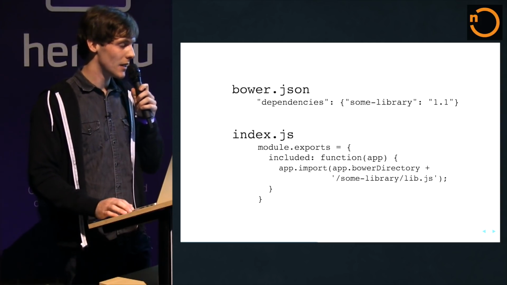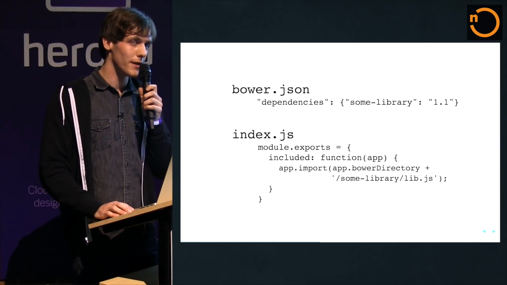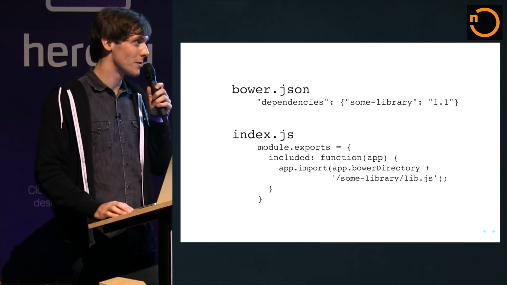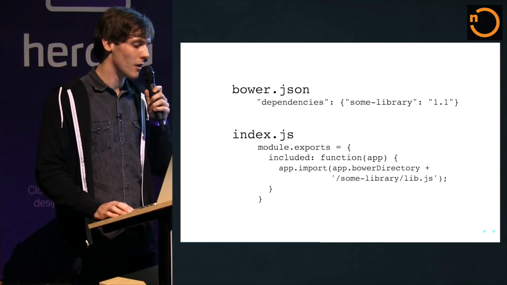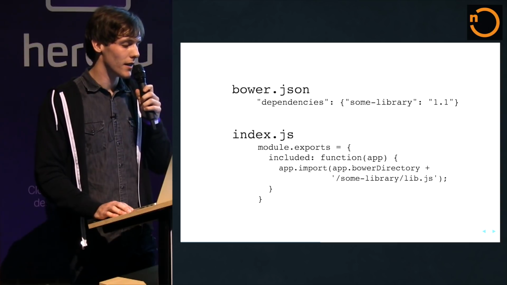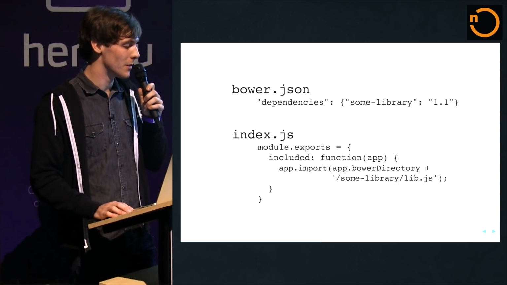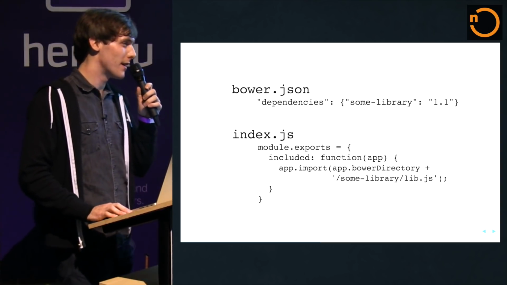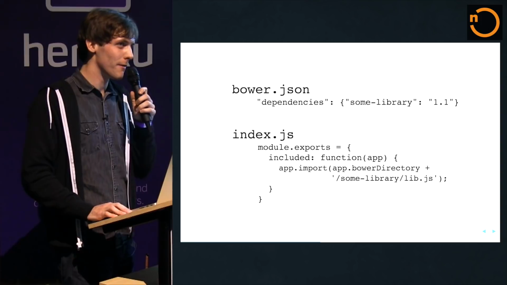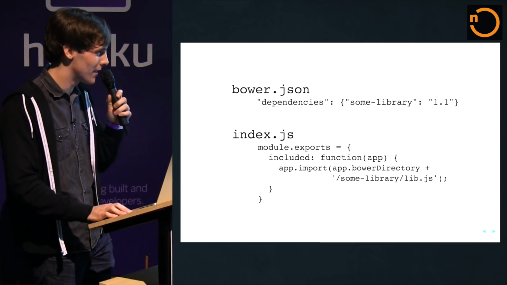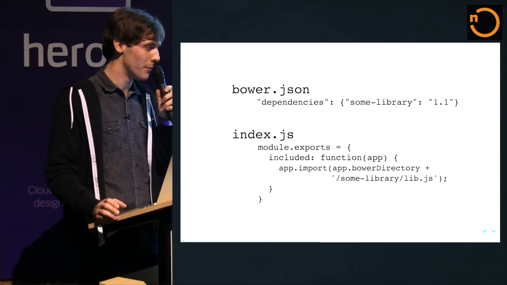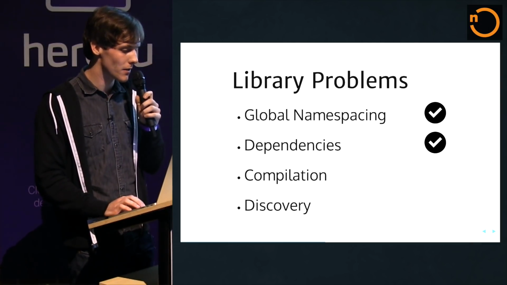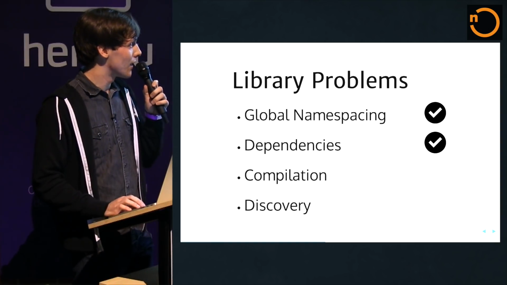Dependencies. Let's say we're in our add-on. We can specify in bower.json what dependencies we have, here's some library. And in index.js, which is the entry point for your add-on, we have this included hook that says, hey, host app, I also need some library to be installed. The reason we have to do this is that Ember add-ons are installed by NPM, and they're not really aware of Bower. To tell your host app that it needs to have something installed via Bower so it's available, you have this hook that lets it work.